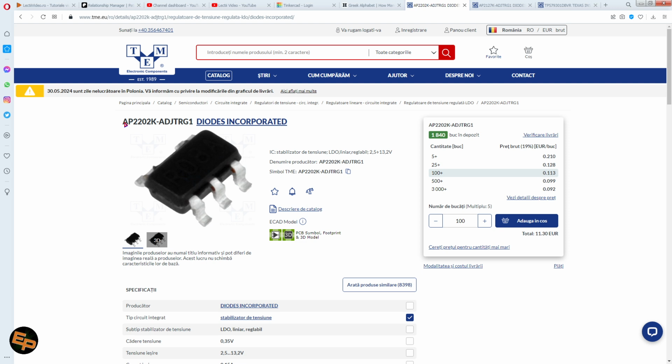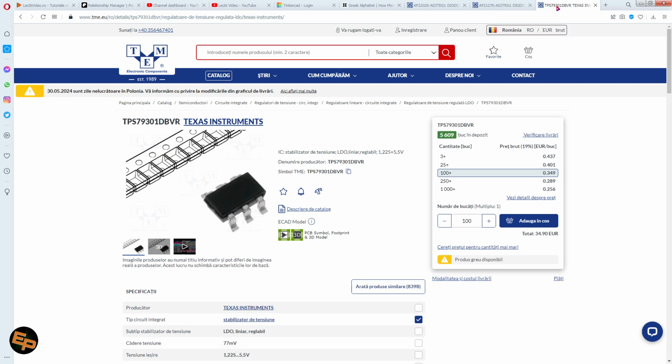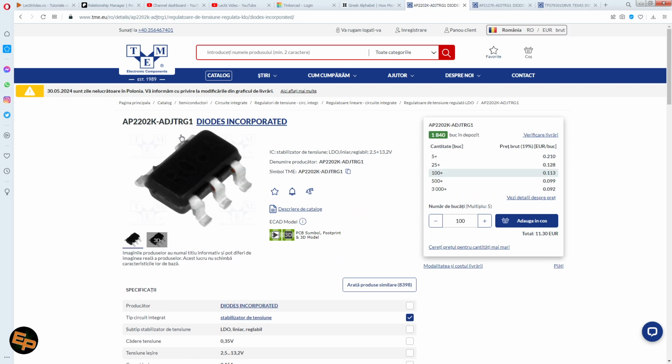I'm not saying these are the only ones, I'm saying these are just my choices. Two of them from Diodes Incorporated and one from Texas Instruments. So we have model AP2202 that comes in multiple fixed voltage versions, but also in one that is adjustable.